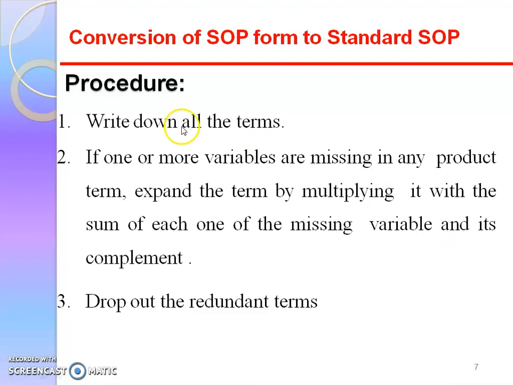Now this is the procedure for conversion of SOP, that is sum of product form, to standard SOP. First, write down all the terms. Second, if one or more variables are missing in any product term, expand the term by multiplying it with the sum of each one of the missing variable and its complement. And third, drop out the redundant terms.